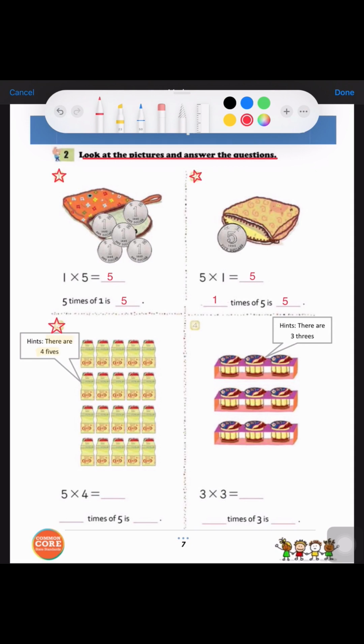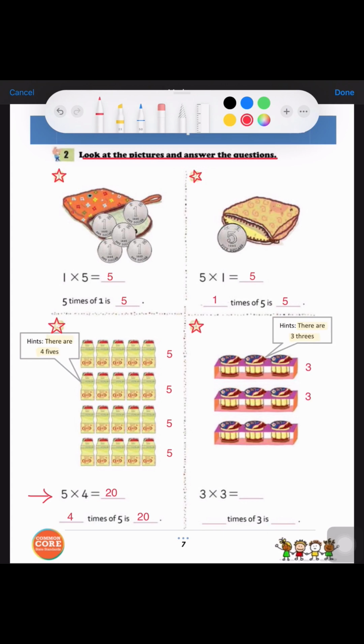Next questions. So how many drinks are there? Okay, so in each row there are 5 drinks, and here we got 4 rows of drinks. So what is the total number? It will be 5 times 4. We can do it by skip counting. 5, 10, 15, 20. So 5 times 4 equals to 20, and 4 times of 5 is 20. Next question, how many puddings are there?